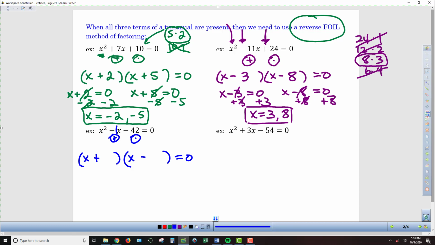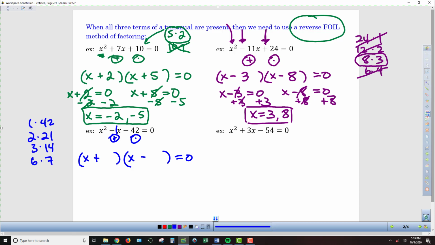And so now I have to think through the ways that I can multiply to make 42. Well, there's of course 1 times 42. There's 2 times 21. There's 3 times 14. And then finally there's 6 times 7. And so one of these numbers is going to need to be negative, and one of these numbers is going to need to be positive. And so then when I add them, I'm going to get negative 1 as an answer.